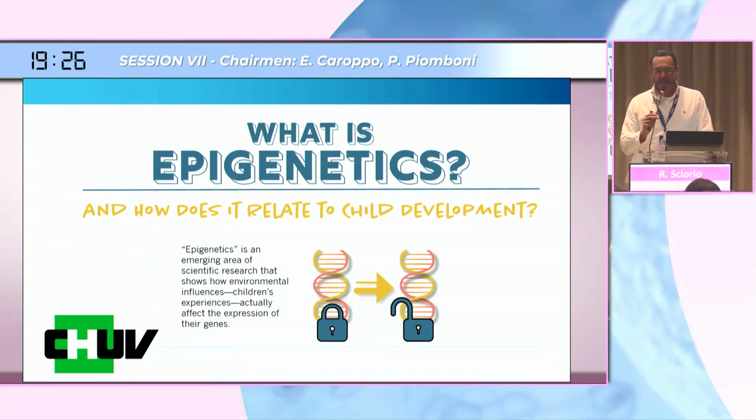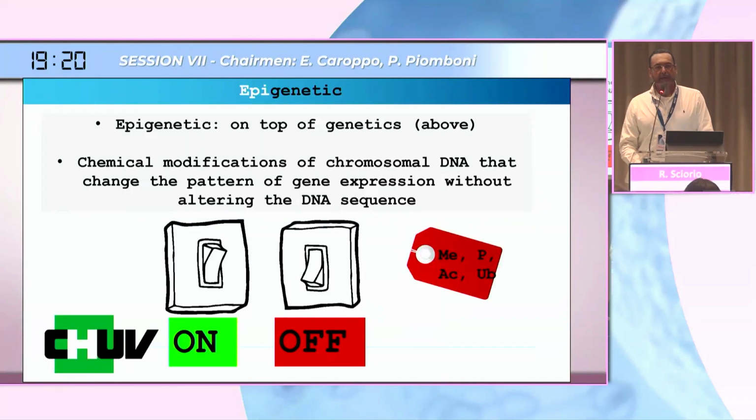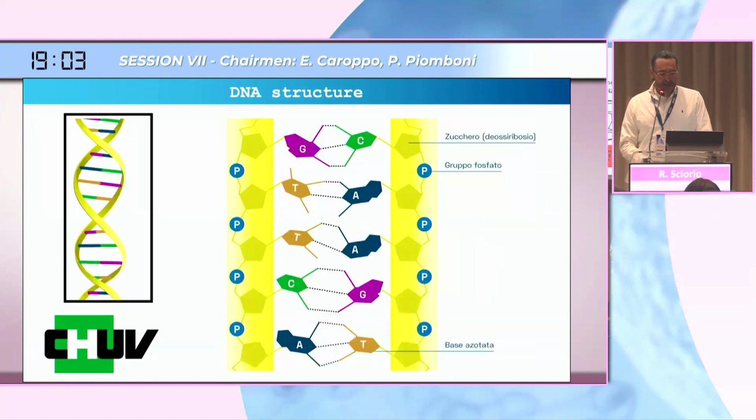Epi is a suffix from the old Greek language that means on top of genetic, and basically it's a chemical modification of chromosomal DNA that will regulate the expression of genes. So it's a mechanism to make a gene be expressed or not. So it's a kind of on-off.